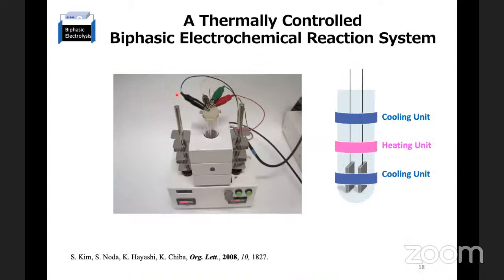The apparatus shown in this photo was actually designed so that only the center of a reaction tube is heated, while the top and the bottom are cooled. Sorry.